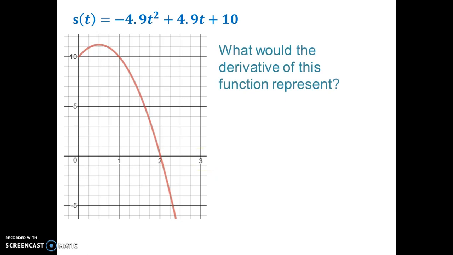Okay, hopefully you remember the idea that we've been really talking about a lot: the derivative of a function is the slope of that function, or the slope of the graph. So if we found the derivative of this, we would have a function that represents the slope at any point.